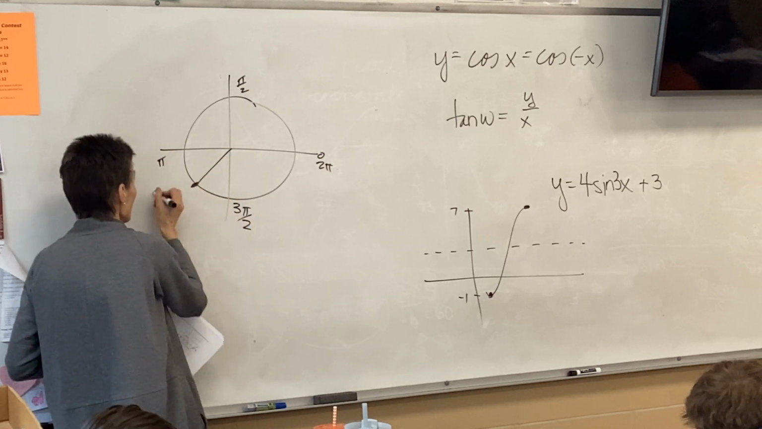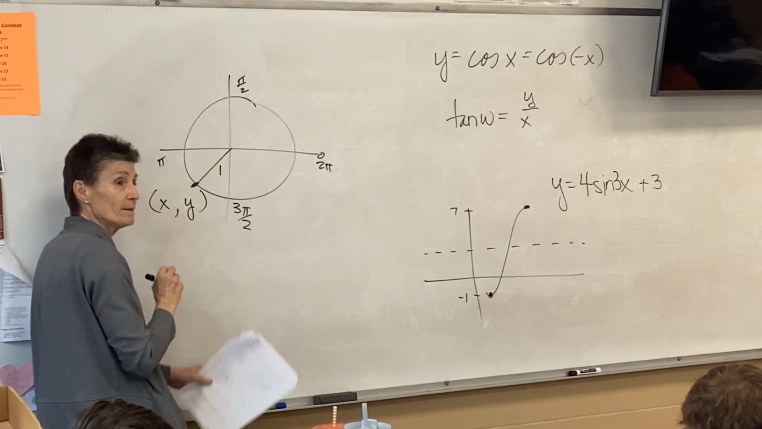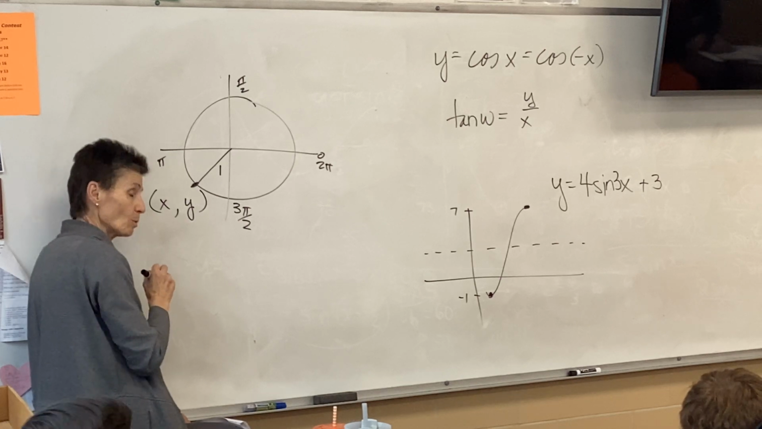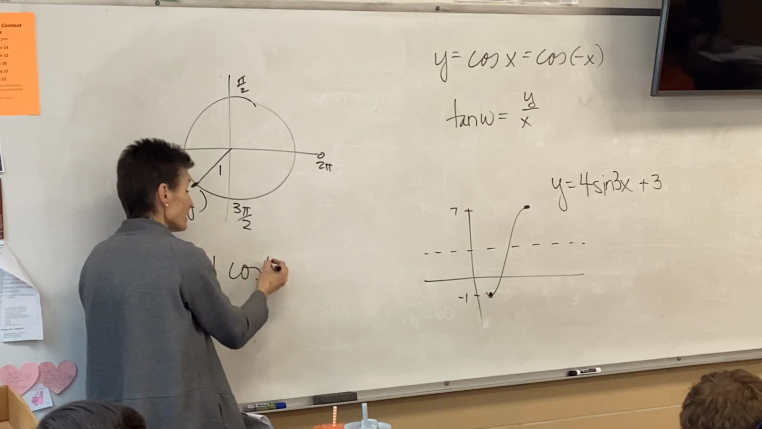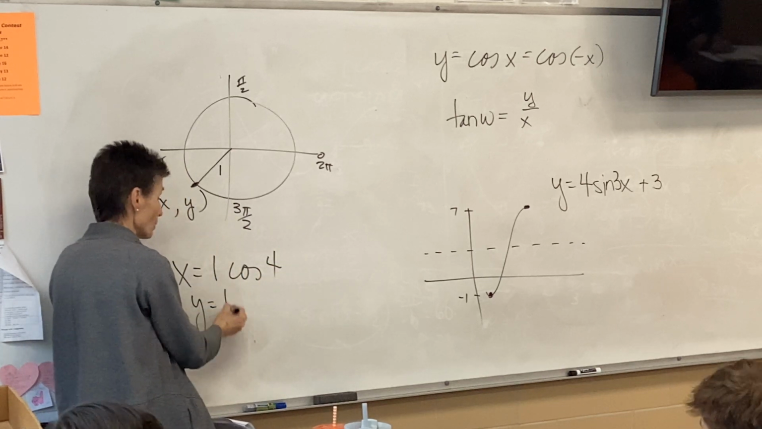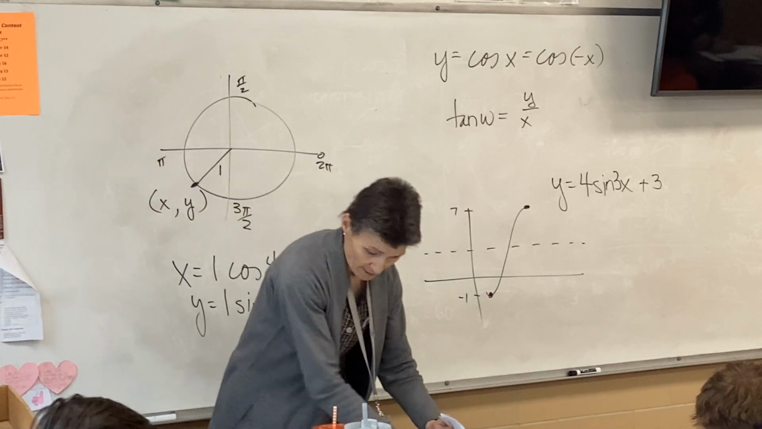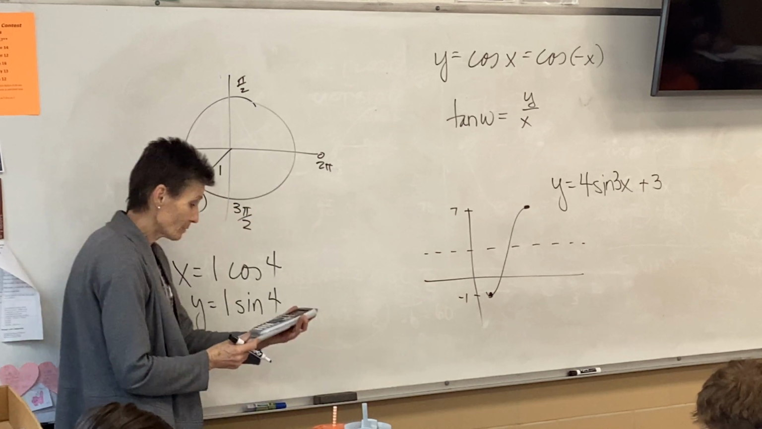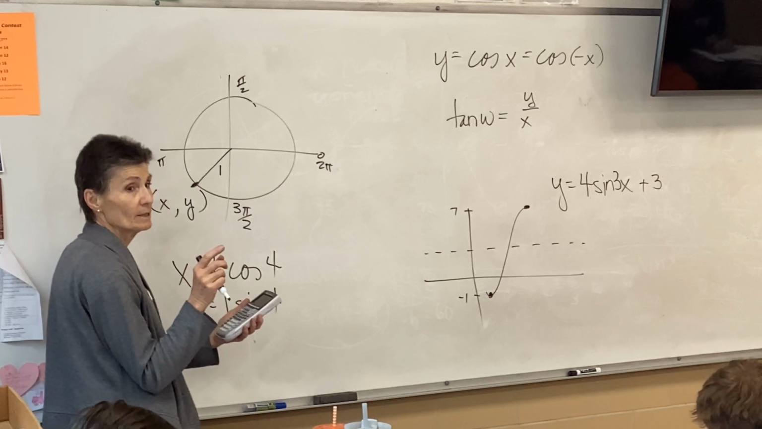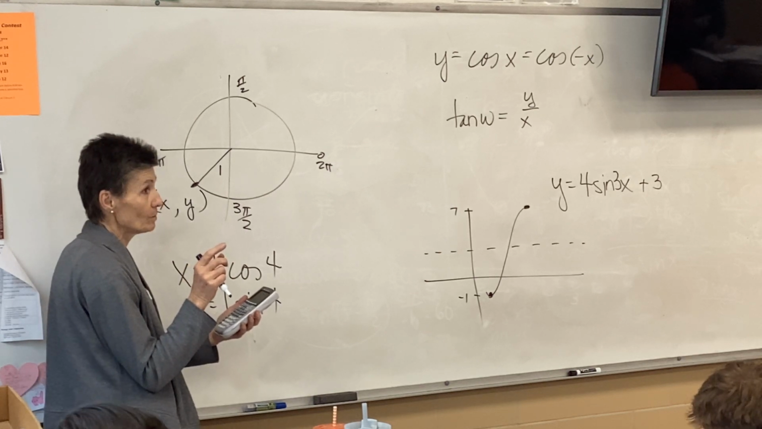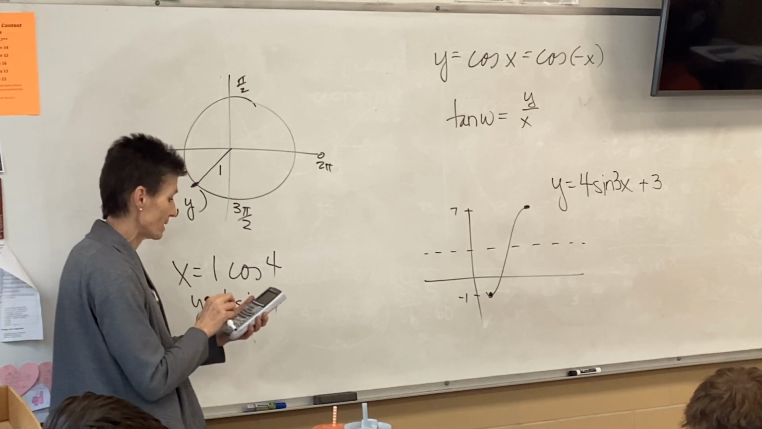So think about it. I want to know x and y. My radius is 1, they told me. How do I find x and y? X equals r cosine theta, and y equals r sine theta. Okay, so go ahead and type them in. That's why they want you to round them off, because that's the only way to do it. By the way, the calculator's got to be in radian mode.